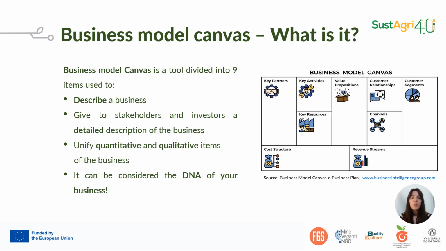We are talking about an important tool which is divided into 9 items that you can also see in this picture. These items are useful in order to describe a business, to give stakeholders and all the investors a detailed description of the business itself, and to unify the qualitative with the quantitative items of the business. So you can just consider this business model canvas as the DNA of your business.